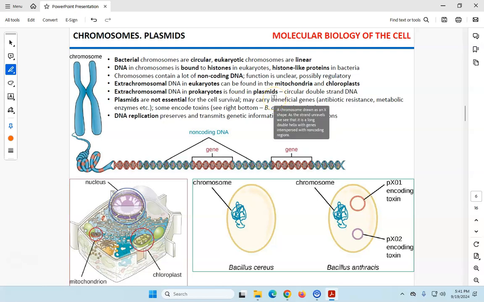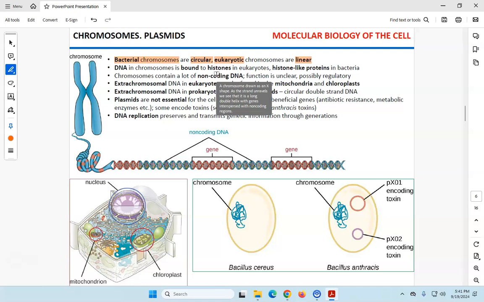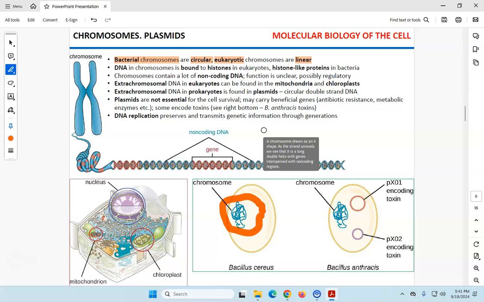DNA exists in the cells in the form of chromosomes. So, bacterial chromosomes are circular, eukaryotic, linear. Okay? Something that's not here, I talk about it in the review sessions. In bacteria, you have one chromosome. In eukaryotes, you have multiple chromosomes. So far, so good? Okay. DNA doesn't exist as a naked DNA. It's bound to histones in eukaryotes.